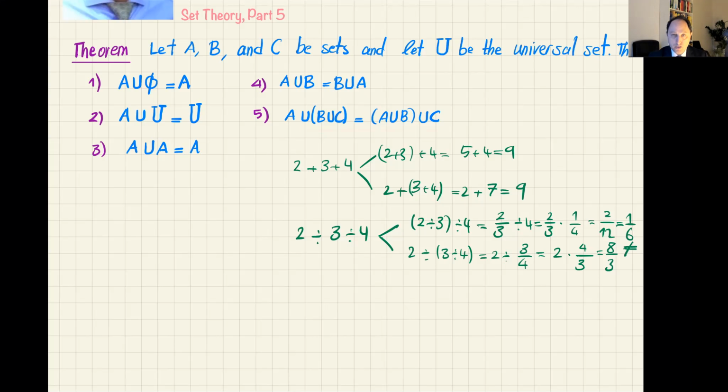So when you have a bunch of sets that you are unioning, it doesn't matter how you group them, the answers would be the same. Any questions? Because I want to erase this.